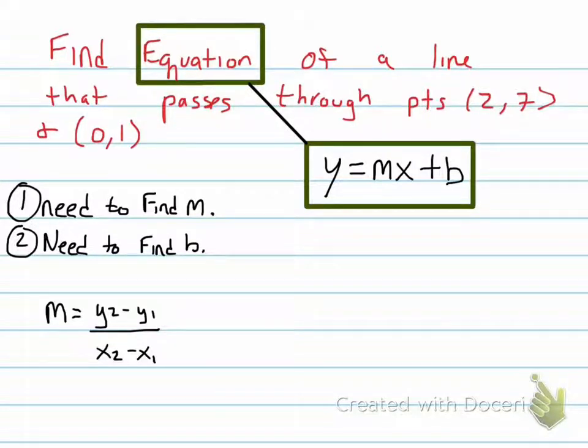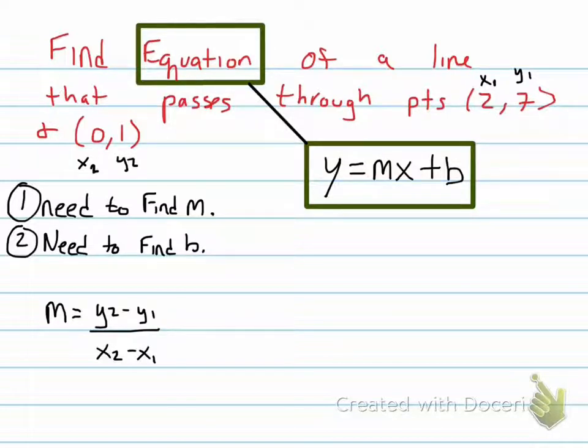So the equation of a line is in y equals mx plus b. So we need to find m, and we need to find b. So I've started doing some work for you. Let's label these so we don't get confused. So x1, y1, okay, and then x2, y2. That's a 2, believe it or not.